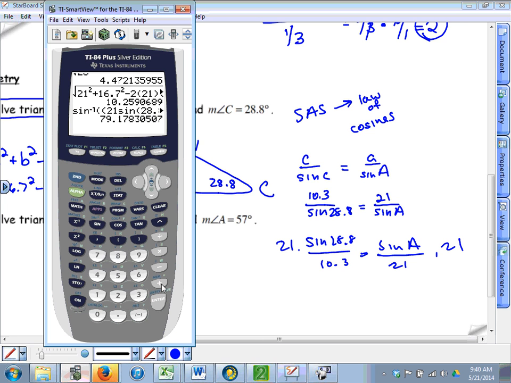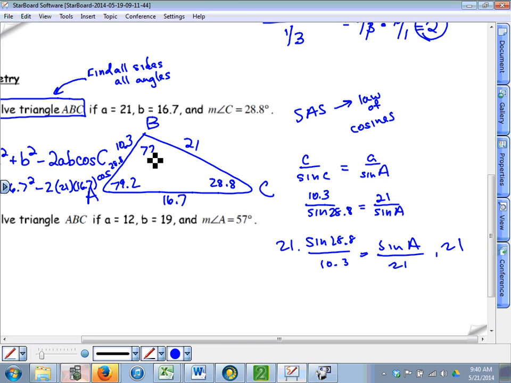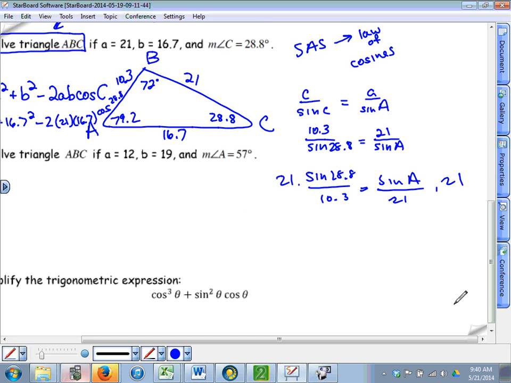So looks like we're getting about 72 degrees, roughly. That's what it means to solve the triangle. Okay, the next question is a lot like it, so we're going to skip it.